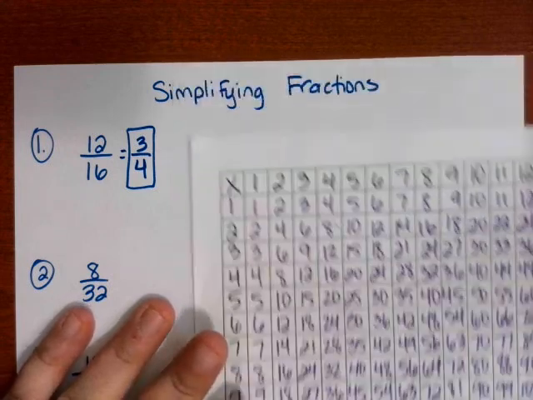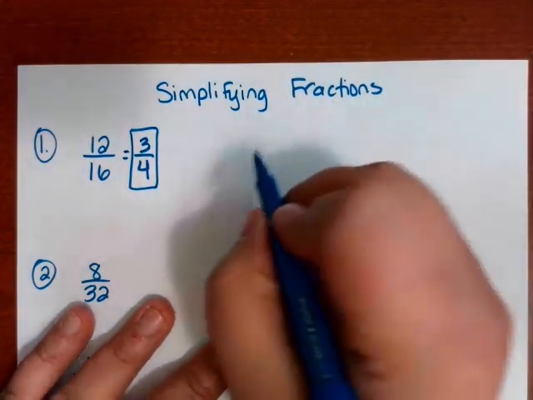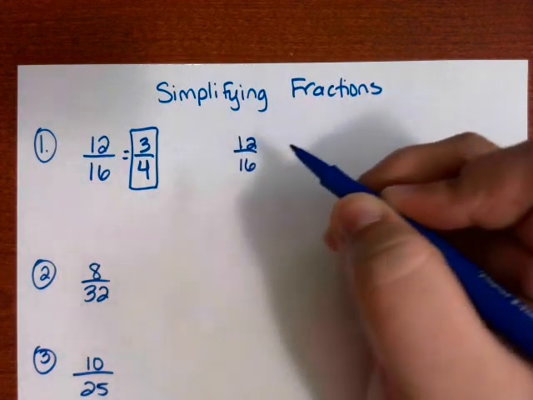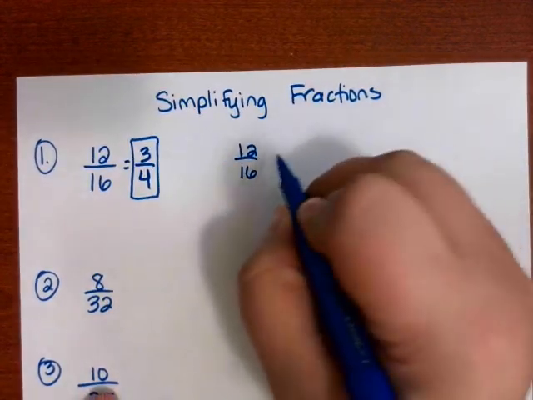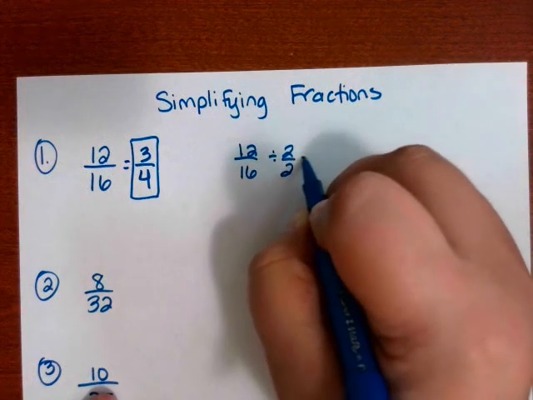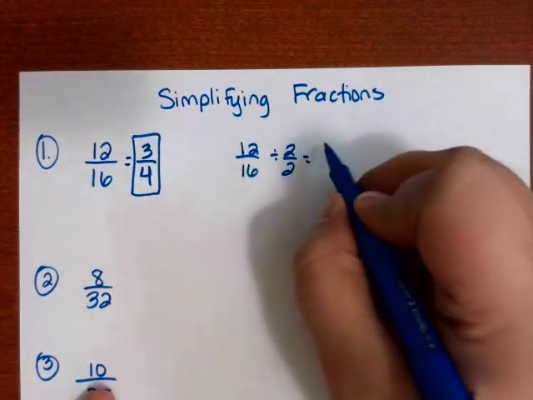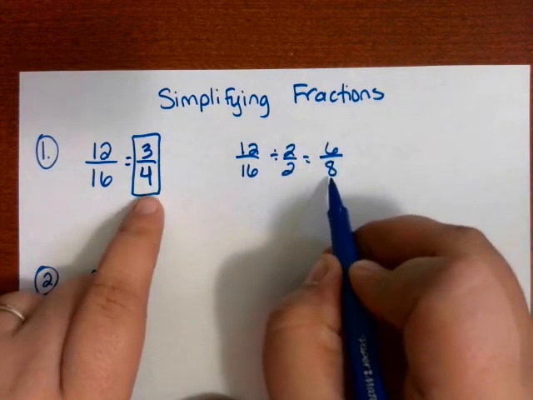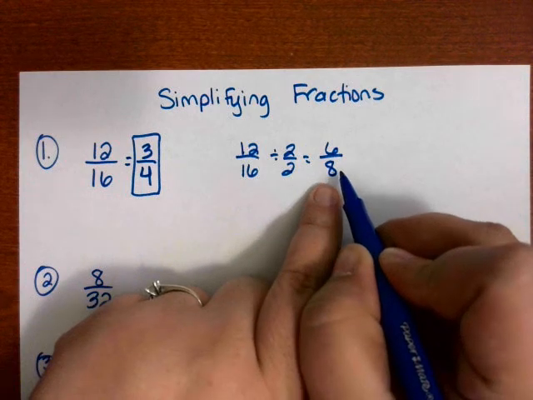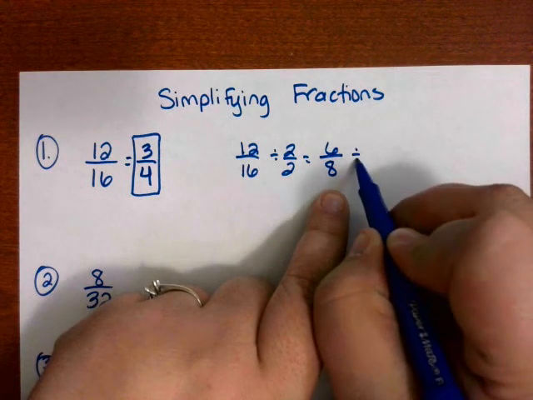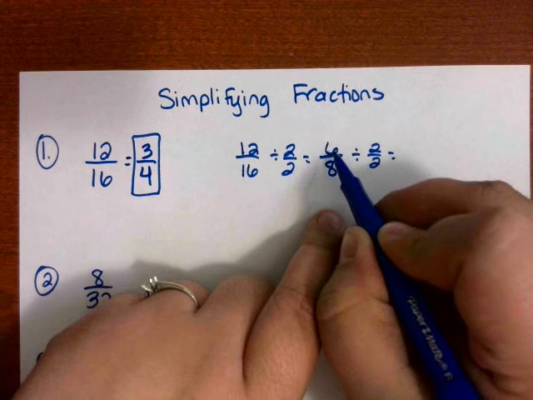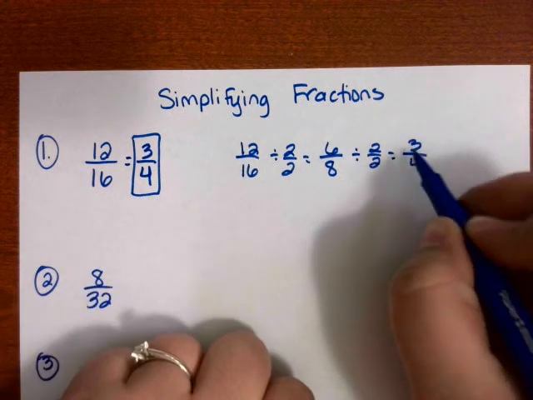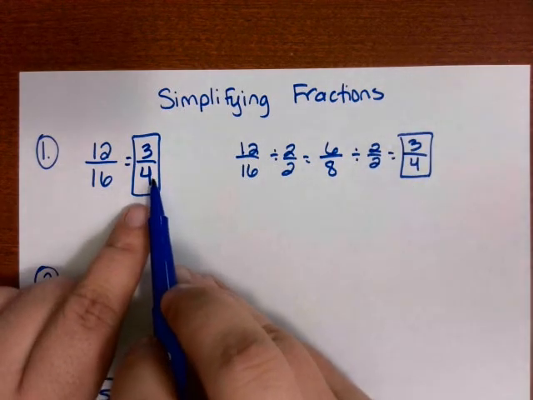Now, I did tell you I was going to show you the traditional method. So if we had the fraction 12/16, and I saw, okay, they're both even, so I know I could divide both numbers by 2. 12 divided by 2 will get me 6. 16 divided by 2 will get me 8. But notice these answers are not the same, because this can be simplified again by 2, because they're both even. 6 divided by 2 is 3, and 8 divided by 2 is 4. And now we have that same equivalent fraction.